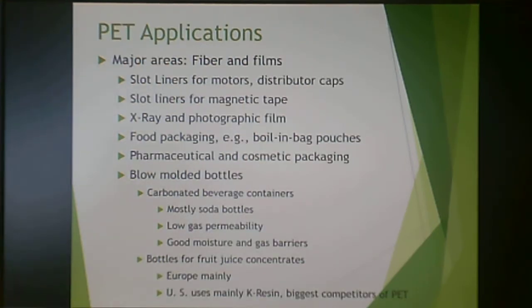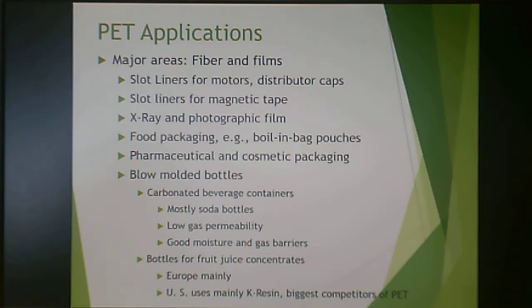PET has its major area in fiber and films. It is used for slot liners for motors, distributor caps, slot liners for magnetic tape, X-ray and photographic film. It is very widely used in food packaging for boil and bag type pouches. In other words, something that is going to be subjected to elevated temperature. It's also used in pharmaceutical and cosmetic packaging.